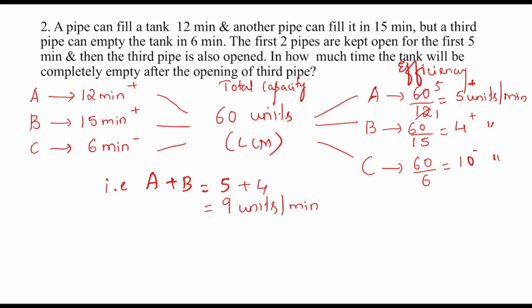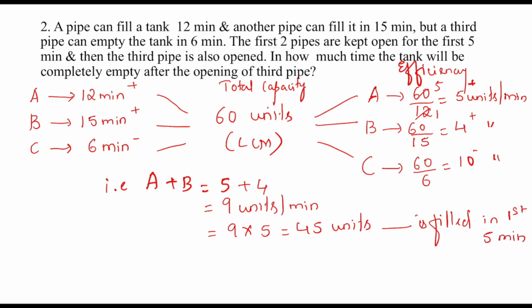So for 5 minutes how much will they fill? 9 into 5, which is equal to 45 units. So 45 units of the tank is filled in the first 5 minutes. Then after 5 minutes the third pipe is also opened.